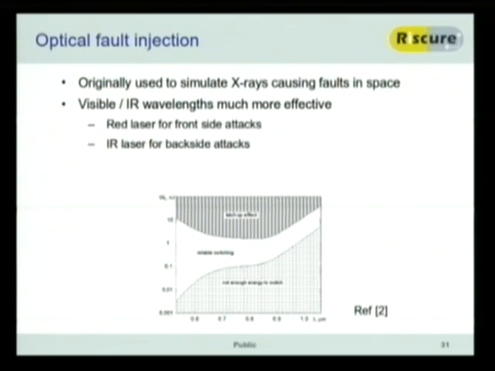And some guys figured out that visible or near infrared wavelengths are actually much more effective in glitching chips. So what we do is we implement two types of attacks. One is a front-side attack, where you're looking at the chip and you're shooting with red lasers. The idea is that depending on the wavelength, you get more or less penetration through your chip. When you're on the business side of the chip, on the front end, you can shoot it with a red laser, and you can have very effective glitching.